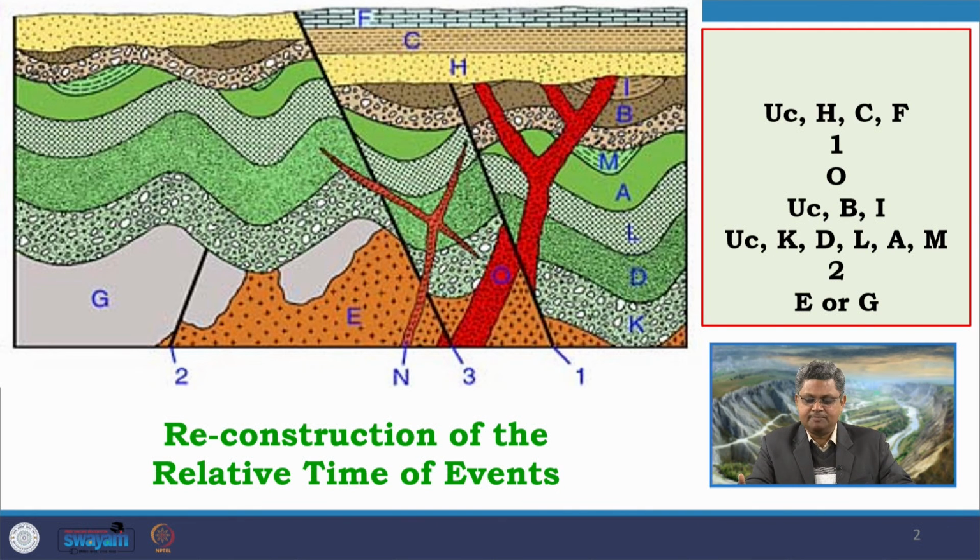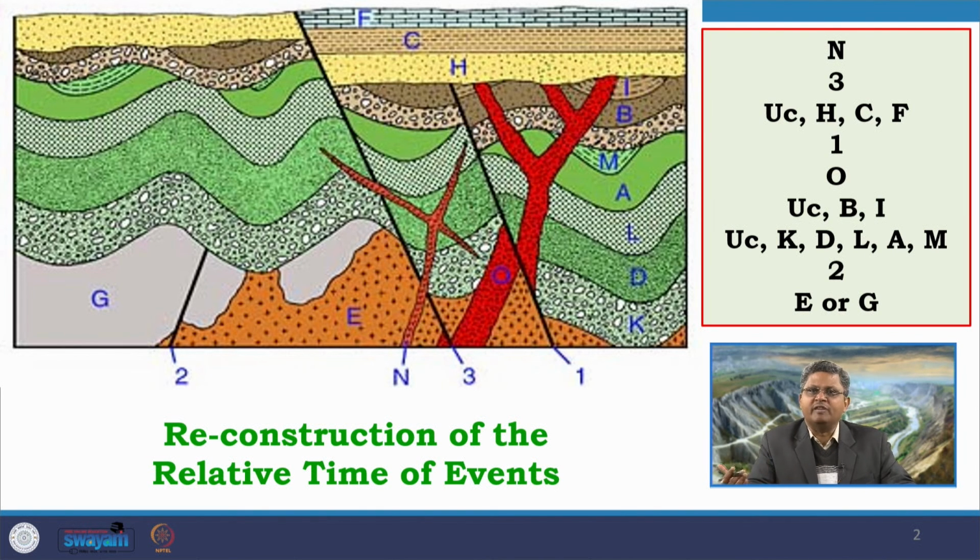After this, what happened? Another unconformity. So, there is another break, and that break is overlain again by sedimentary units H, C and F. After the deposition of H, C and F, this entire unit is faulted by another fault, the last fault in this particular section, which is marked as 3. And after this faulting, the final event in this succession is the emplacement of another igneous body, marked as N.